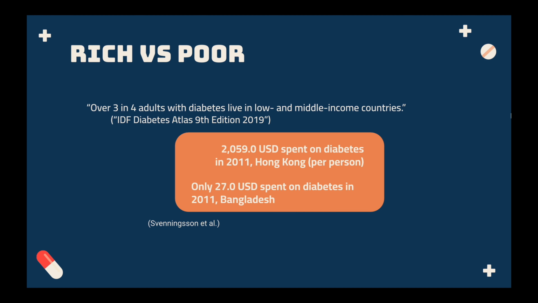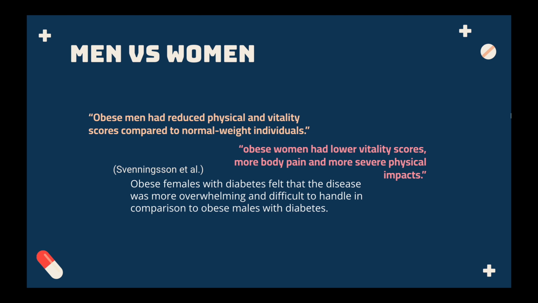Next is that people in different social groups receive unalike treatment due to their financial ability. The IDF Diabetes Atlas 9th edition 2019 states that 3 out of 4 adults with diabetes live in low or middle income families, demonstrating how this disease is more common in developing countries who might not have access to good food, diet, or healthcare. Diabetes.org states that in 2011, 2,059 USD were spent on diabetes in Hong Kong per person, in comparison to Bangladesh, with only 27 USD spent.